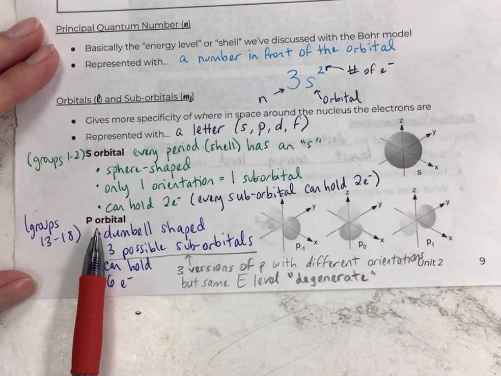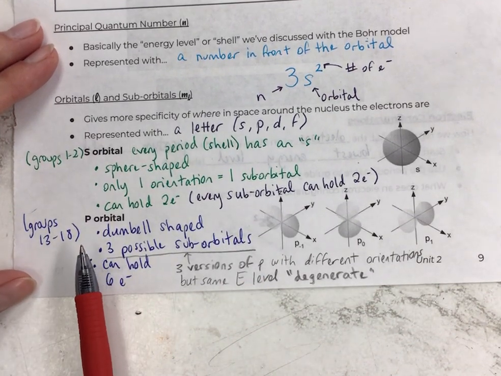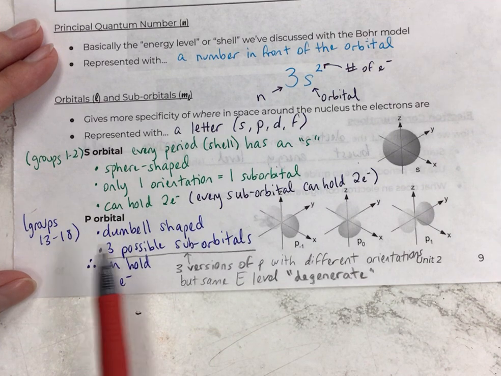Next up is the p orbital. And these, you'll see the groups here. We'll have a visual on the next page. You can always pause here and flip the page if you want to. These are dumbbell shaped.